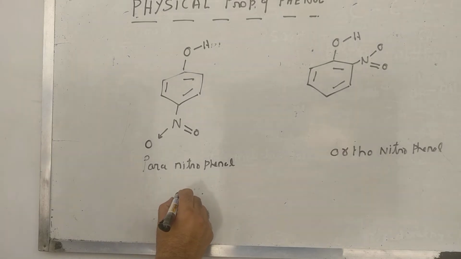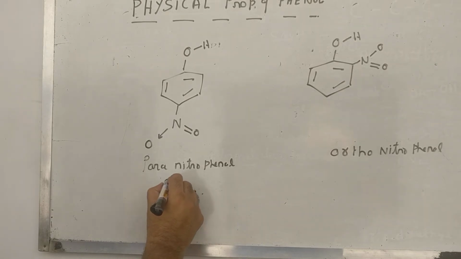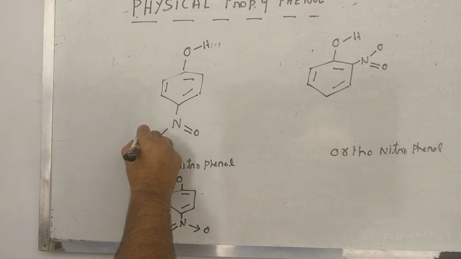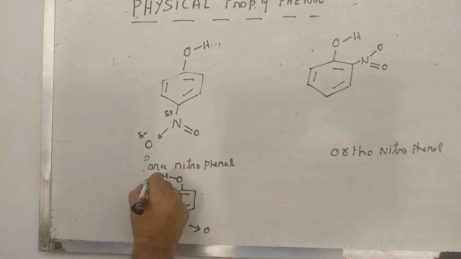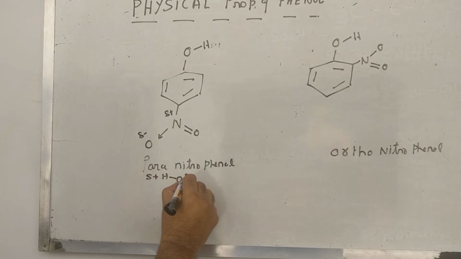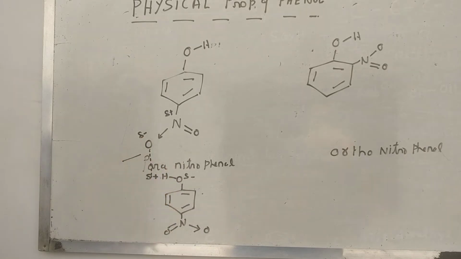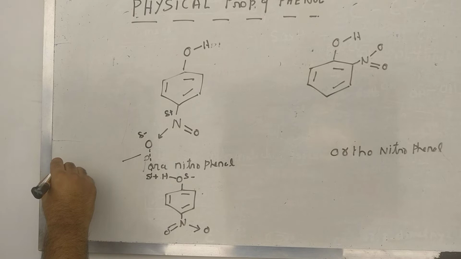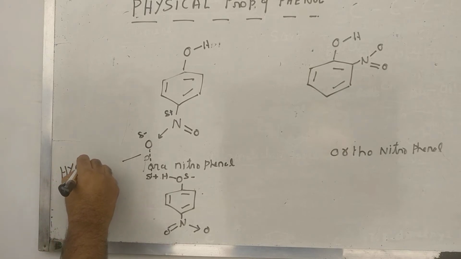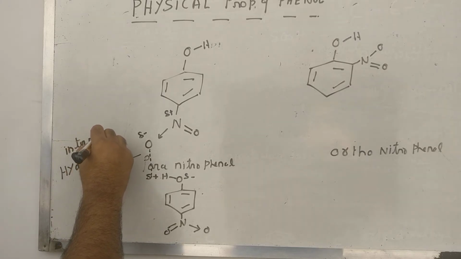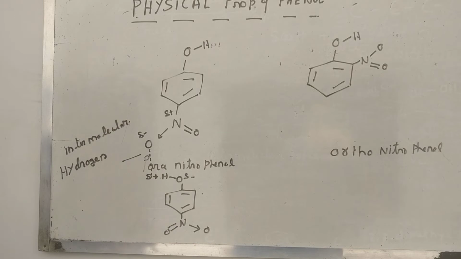Suppose we have one more para-nitrophenol molecule, like this. This will be the negative end, this will be the positive end. Again, this will be the positive end, this will be the negative end due to the electronegativity difference, and they will attract each other. So the para-nitrophenol molecules are attracted by the formation of intermolecular hydrogen bonds. Para-nitrophenol molecules have a very, very strong intermolecular force of attraction.